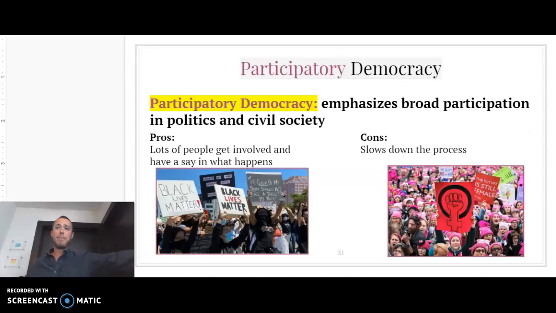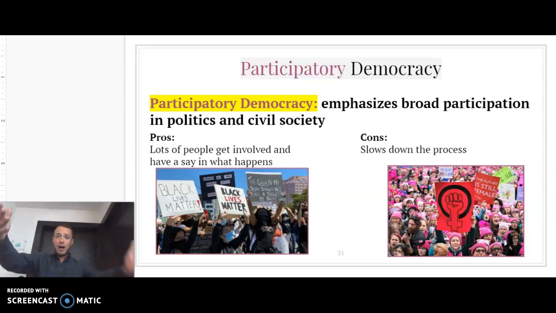So, here we go. Participatory democracy. This is going to emphasize broad participation, lots of people being involved. We can see here the obvious pros and cons. The pro, if you have a whole lot of people involved, is you get a whole lot more perspectives than you would have if you just had 3 or 4 people involved.